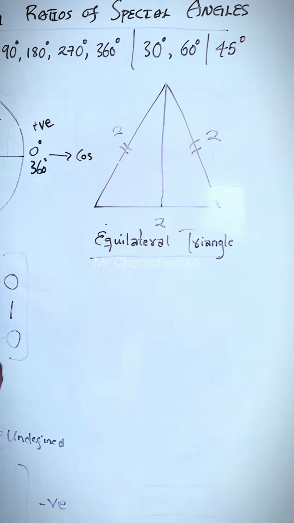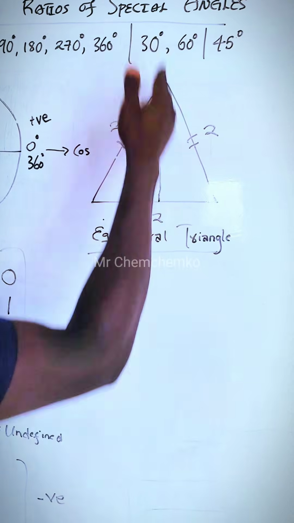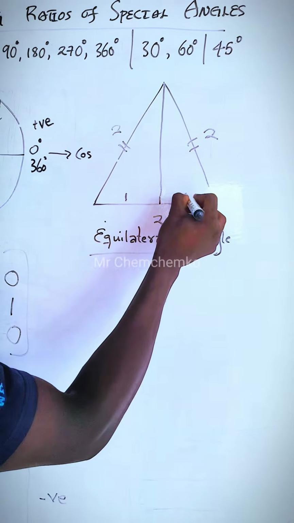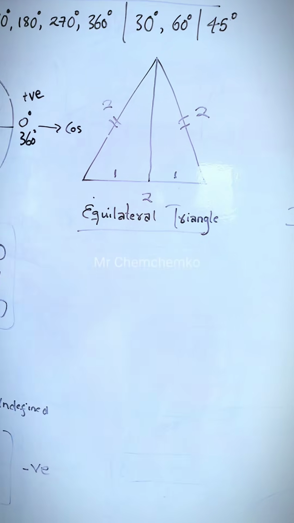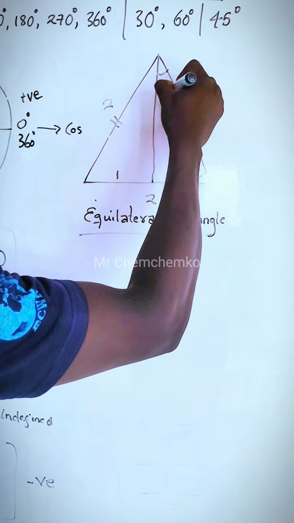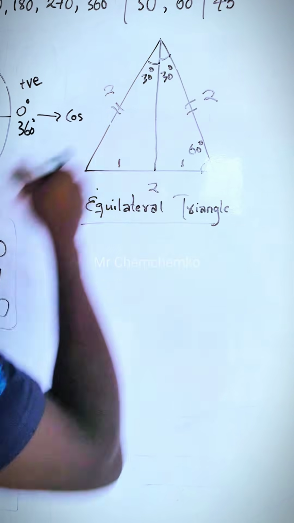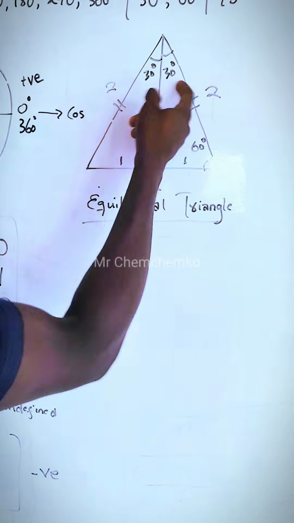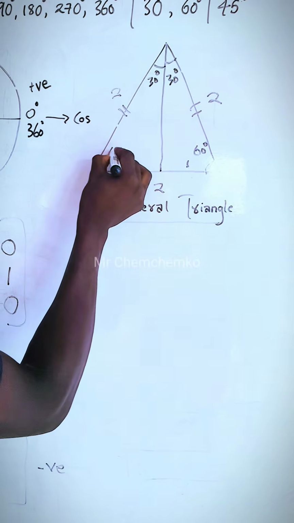For simplicity, we are going to assume the sides are 2 units, so that when we divide it, we will have 1 here and 1 here. Now if all sides are equal, then all angles are also equal. So this angle is 60, and this angle is 30, this angle is 30. Why? Because when you bisect 60, you get 30. Now this angle is 60 degrees.